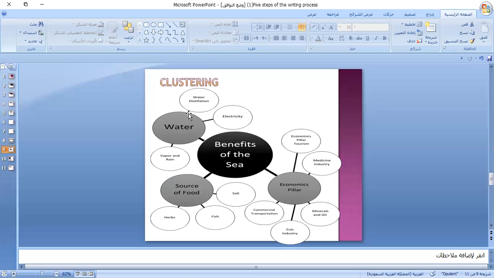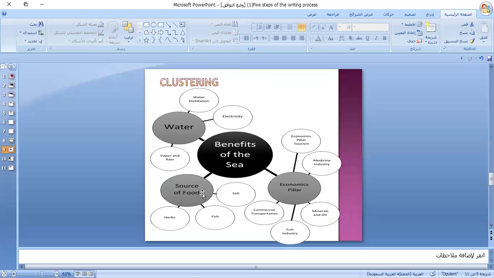Also, we can get fresh water through the process of water distillation. We can get fresh water free from salt. Also, we can generate electricity from water. So these ideas are related to water, and they will act as supporting sentences for the main topic sentence of the paragraph, which is water, as one of the advantages of the sea.